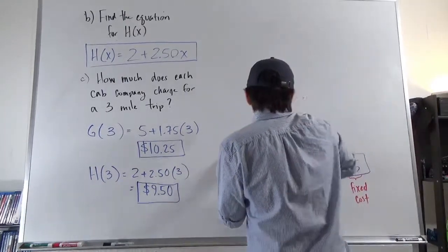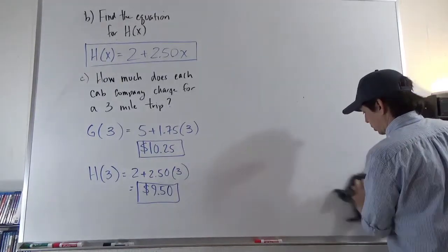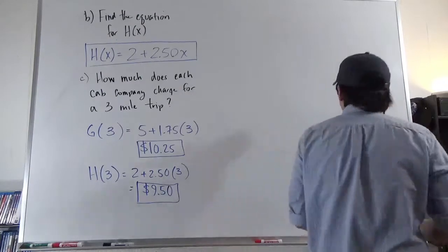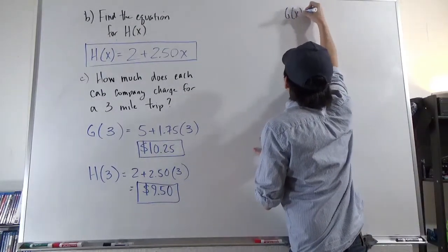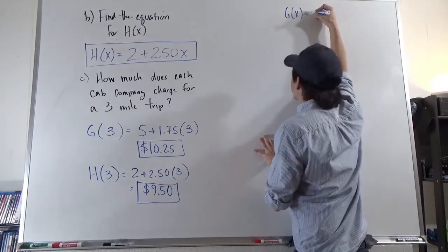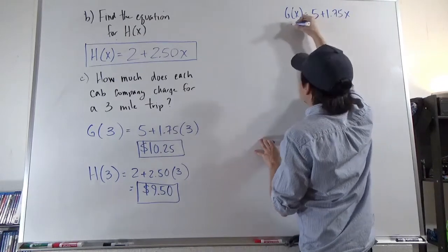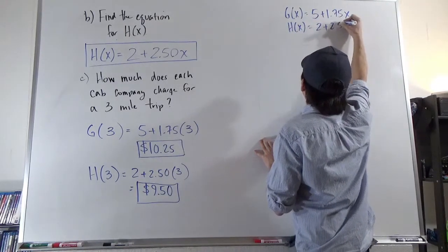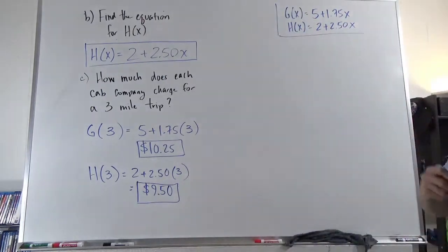Now here's where we're getting into systems, because now we're going to treat this as a system of two equations, g of x and h of x, which actually, I'm going to write it in the corner over here. G of x was 5 plus 1.75 times x, or you could switch the order of that. H of x is equal to 2 plus 2.50 times x. And those are my two cab companies and their functions for the costs.